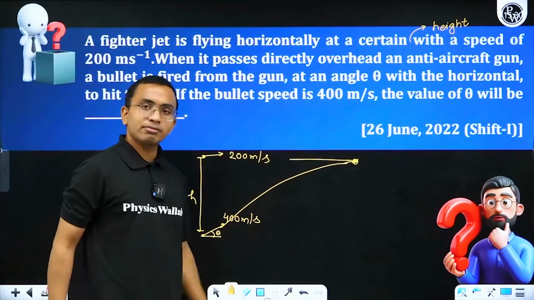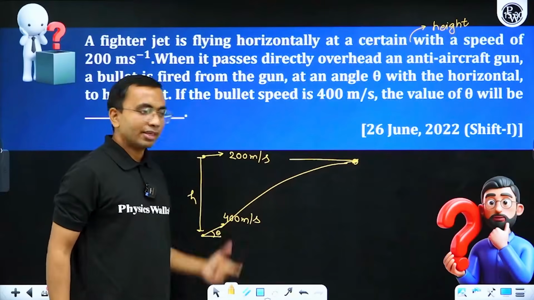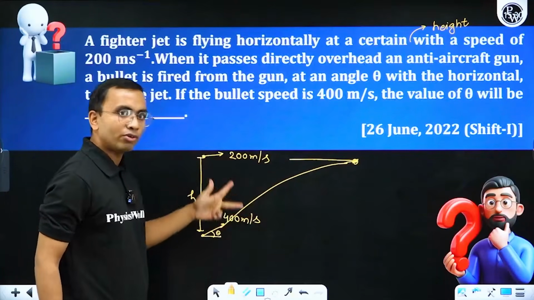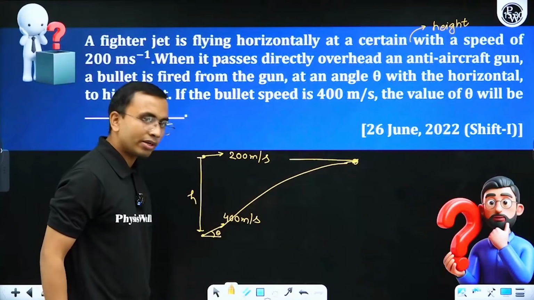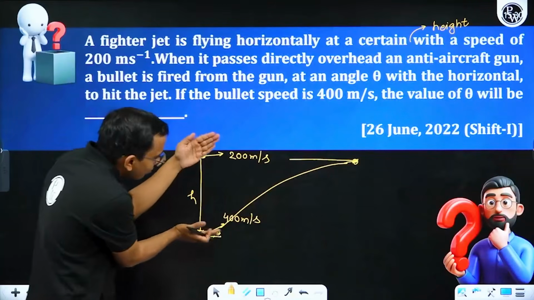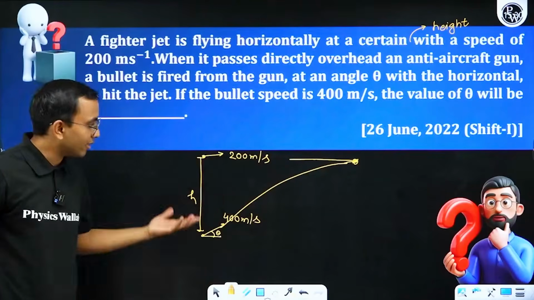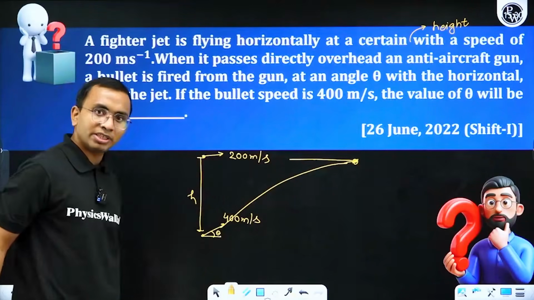Time is the same. Horizontal acceleration is not there. Both are having horizontal velocity to be constant. What does it mean? They should have the same horizontal velocity, then only they will cover the same horizontal distance, isn't it? Their horizontal velocity should be same.